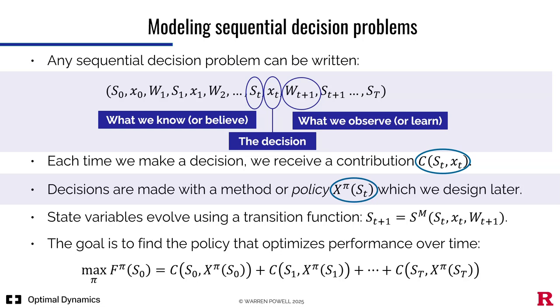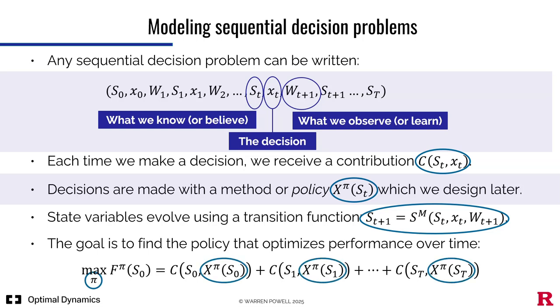Now, state variables evolve using something called a transition function. So this says, let's take what we know, let's take what decision we made, and I don't care how we made it, then let's take the new information that I didn't know that came from outside the system, and now here's the updated state variable. And I may have equations to do this in the computer. Sometimes I actually have a real-world problem where I don't know how it evolves. I just observe it. Now, down at the bottom, the goal is to find a policy, pi or X^π, that optimizes performance over time. So I want to find the best decision rule that gives me the best performance over time.